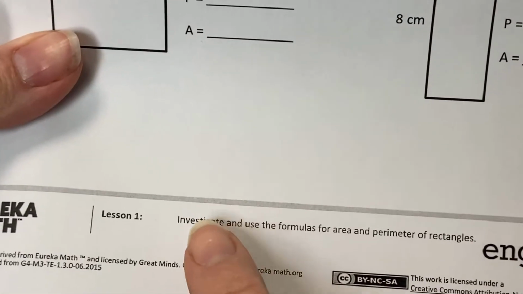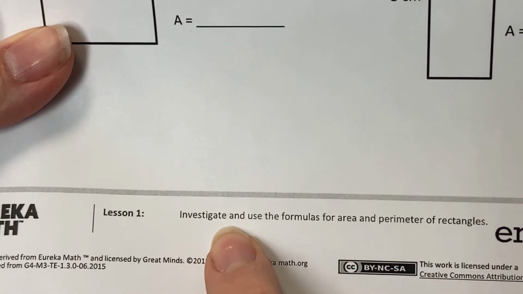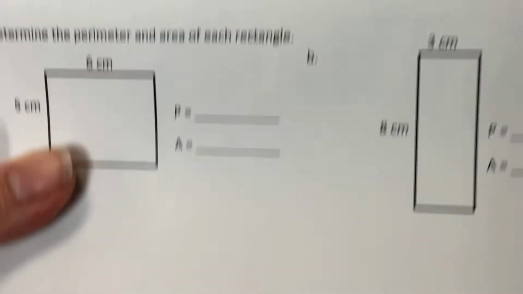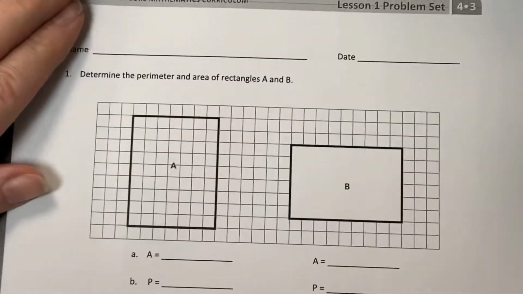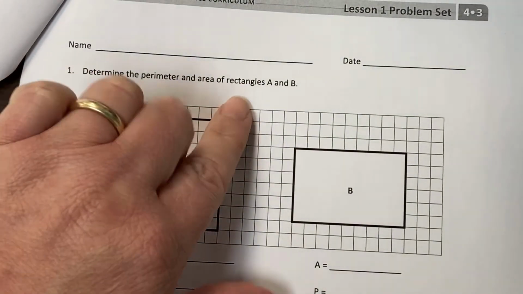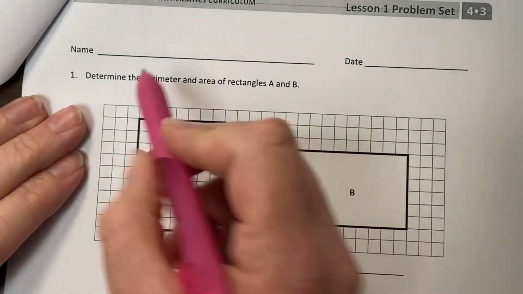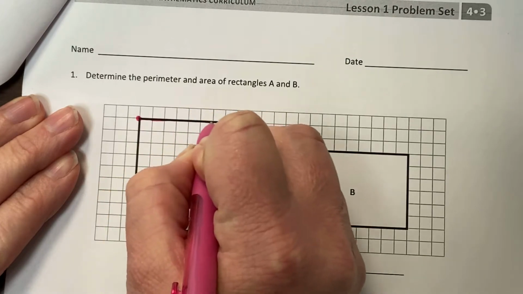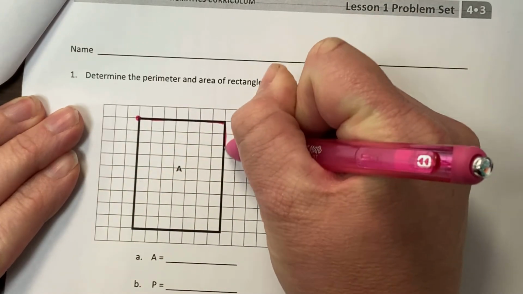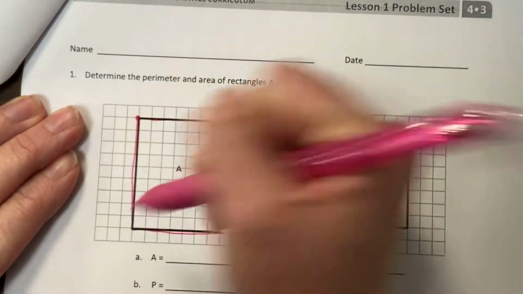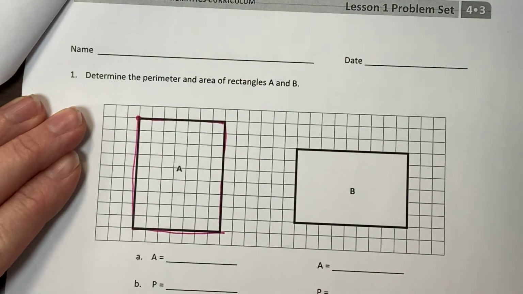So today we're going to focus on the standard, or the objective: investigate and use the formulas for area and perimeter of rectangles. So, with that being said, it says determine the perimeter and the area of the rectangles. The perimeter is if I start here and go all the way here, all the way here, all the way here, and all the way here. So that is my perimeter when I go all the way around.